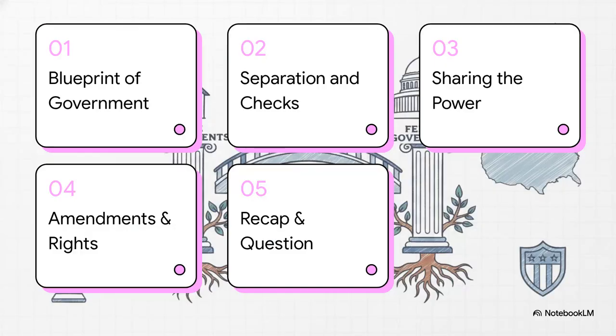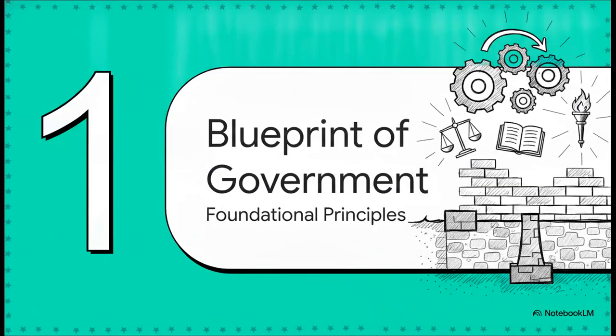So, here is our agenda for today. We're going to cover: 1. The blueprint of government. 2. Separation and checks. 3. Federalism, sharing the power. 4. Amendments and protected rights. And finally, 5. A recap and final question. All right, let's jump straight into Section 1, the blueprint of government.